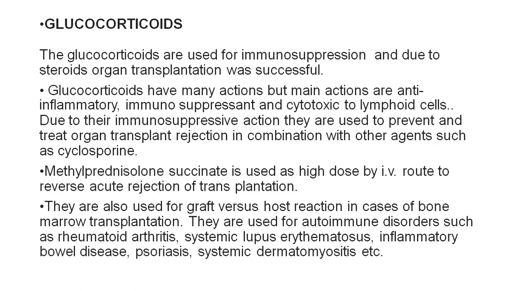Coming to glucocorticoids. These glucocorticoids are used for immunosuppression, and due to steroids, organ transplantation was also successful. Okay, glucocorticoids have many actions, but what are the main actions it has? And that are anti-inflammatory, immunosuppressant action, and cytotoxic to lymphoid cells. So these are the main actions of the glucocorticoids. But due to their immunosuppressive action, they are used to prevent and treat organ transplant rejection.